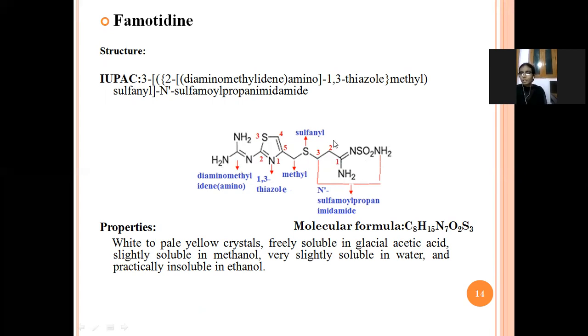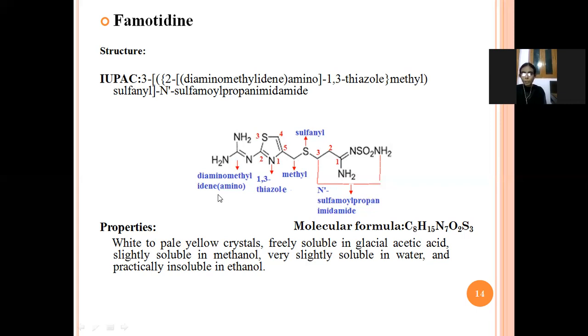See here, 1, 2, 3 carbon atoms means propane. In the third carbon the sulfur group is there, and here methyl, and here thiazole structure. For the thiazole, in the second position diaminomethyl amine group is there.